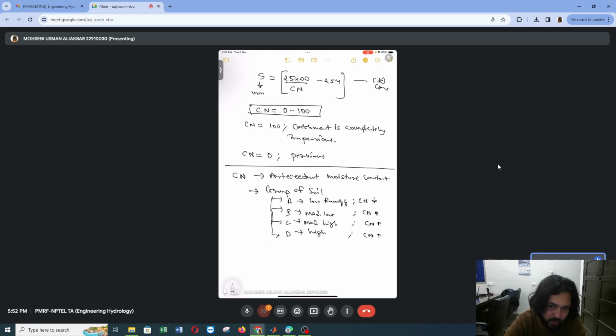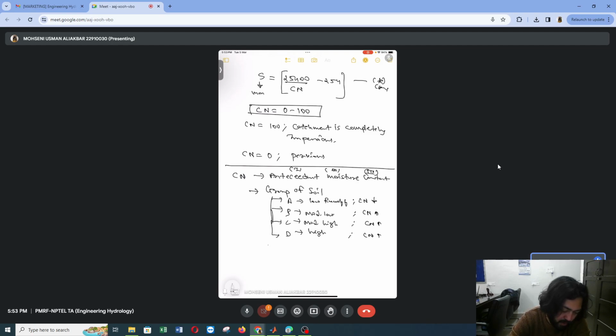So these are the 4 groups of soil, and CN value depends on them. Then there is antecedent moisture condition, which is divided into 3: 1, 2 and 3. Antecedent moisture content gives the information about the initial moisture content. For the first case, the soil is dry. For the second case of AMC, it is average, moderate. And the third case implies there is a storm event happening.